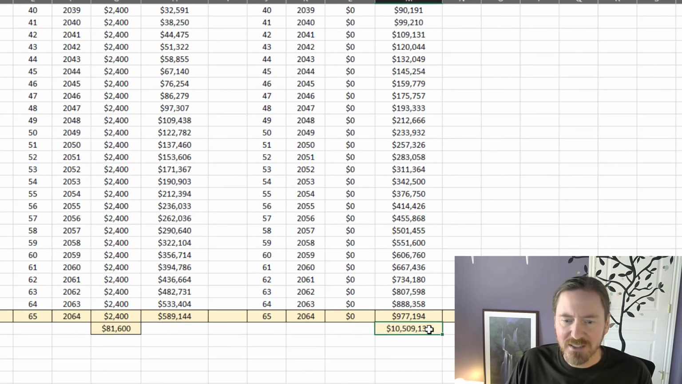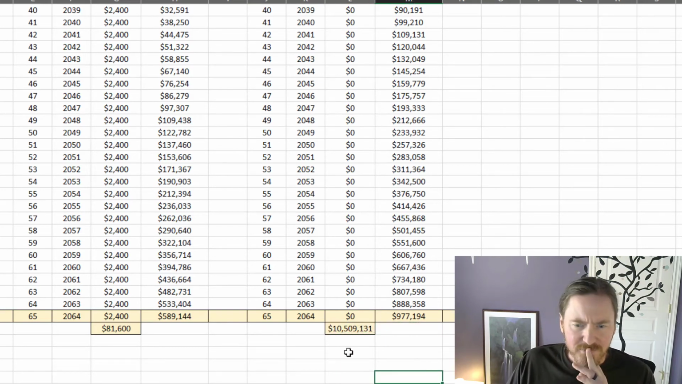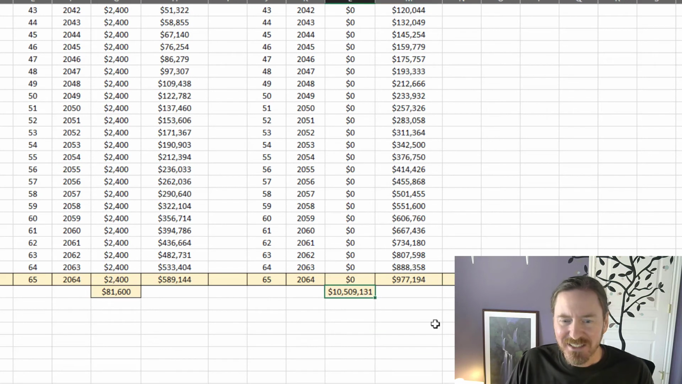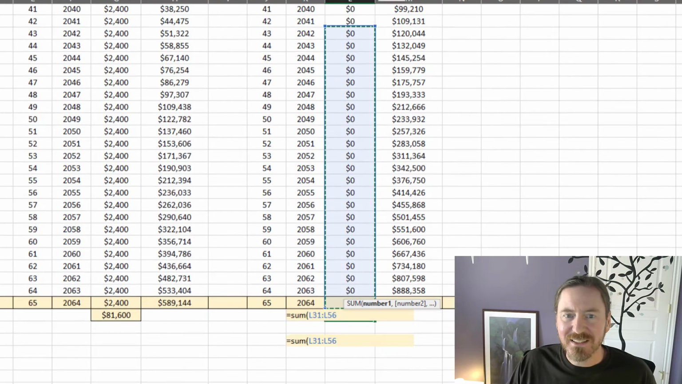Oops, I put the sum in the wrong spot. So let me cut that. Paste it right there. There we go. Selena invests a little over 10 grand. Look at that. So 1/8 of that. Doesn't look very good, does it? Look at my calculation. It's like 10 million. Let's see what happens here. Sum. Let's get this proper. Let's go ahead and select all of those.